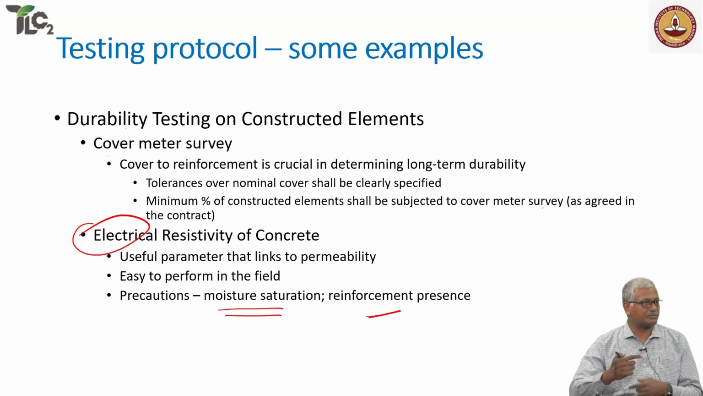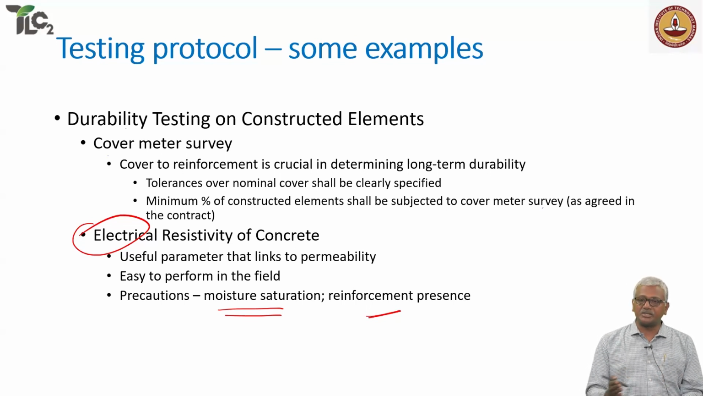Quite obvious, right? You are passing a current through. If your reinforcement is there, obviously your conductivity will go up or resistivity will lower because of that. So you need to be aware of those things and ensure that you're doing the test appropriately. You can do a reinforcement location test and then choose one location which has less reinforcement available, perhaps, to do the resistivity test on site.